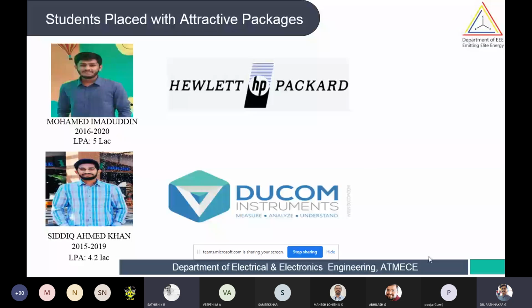So these are our students with attractive packages. Mohammad Imadin of the 2020 passed out batch has been placed in HP with a package of 5 lakhs. Siddiq Ahmad Khan of the 2019 passed out batch has been placed in Ducom Instruments for an attractive package of 4.2 lakhs.